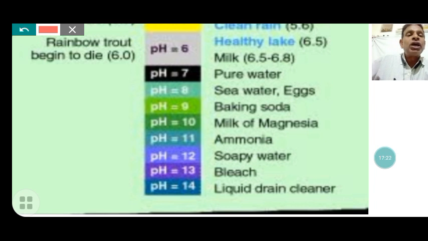And the baking soda that is used in raising the foods and making them soft and airy, making the food pakora, that is the pH is equal to here 9. Milk of magnesia, the antacid, the basic solution, which the pH value is 10. And the ammonia, that is the pH value 11 here. Soapy water, the pH value is 12 here. And the bleach that is used in the laundry, the pH value is 13. And the liquid drain cleaner, that is a very strong base, the pH value is 14.